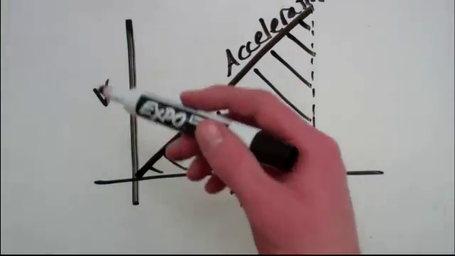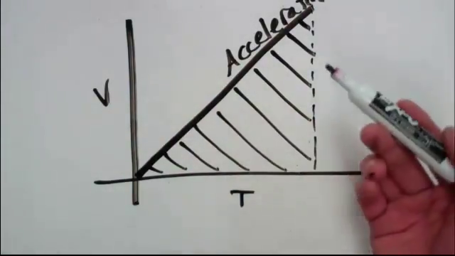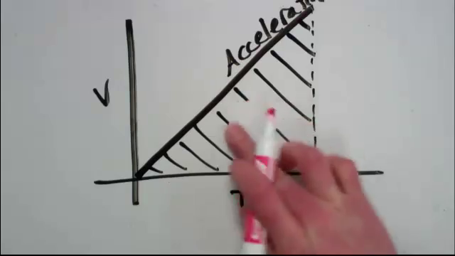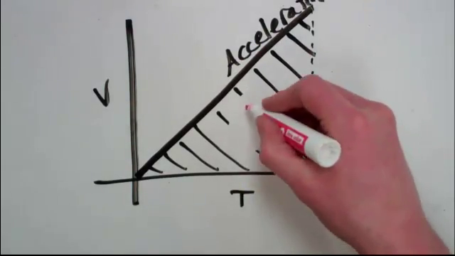We know that velocity is distance over time, so where's our distance? And that's what this is right here. The area of this triangle, in this case, represents distance. Distance traveled.